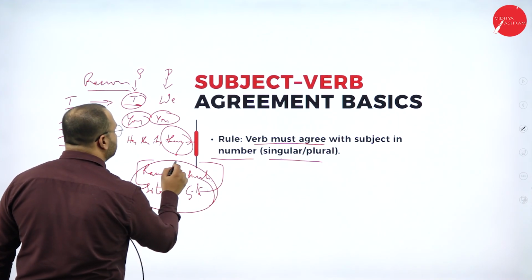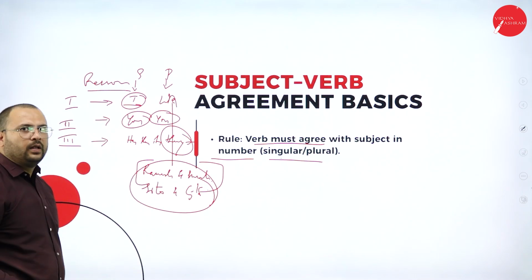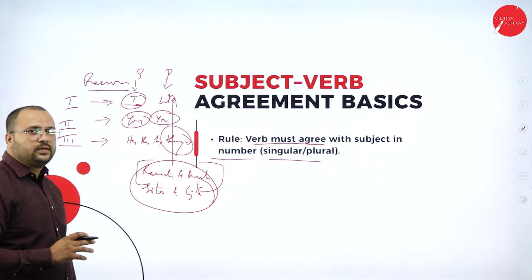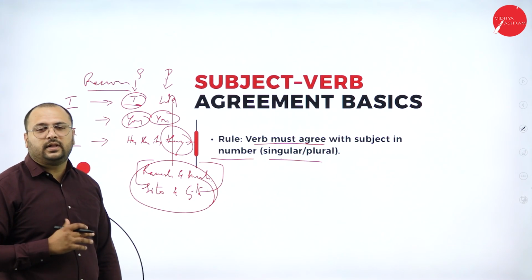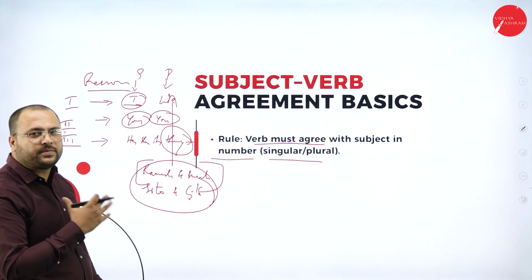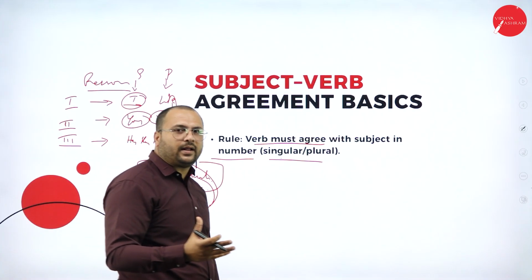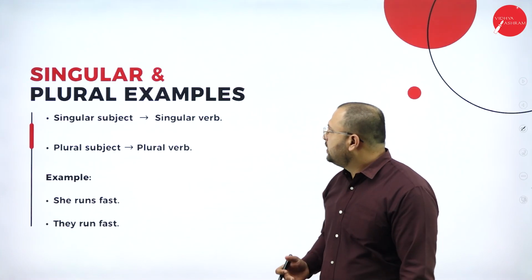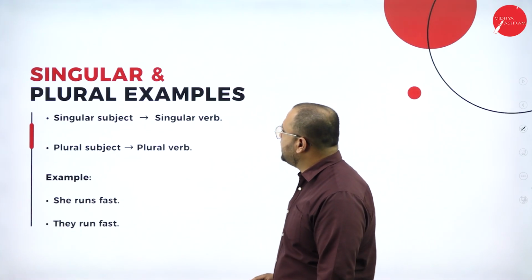So, group of words, plural. So this is the number of nouns, that is, subjects. So how do you link the verbs with them? Subject, verb, how do they come in agreement with each other? So here, singular and plural examples.